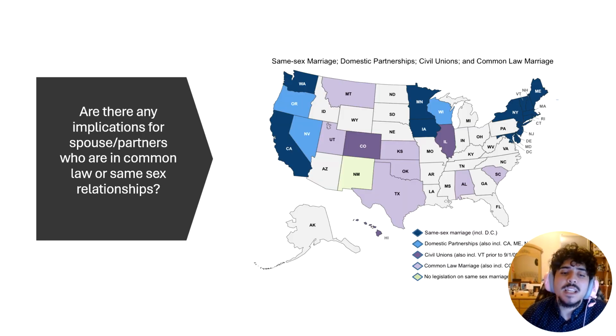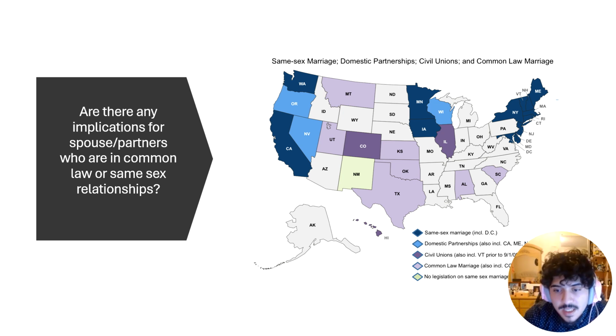Now, going on, are there any implications for spouses and partners who are in common law or same-sex relationships? Here, as we look at my current heat map, it shows a list of same-sex marriage, domestic partnerships, civil unions, common law marriage, and no legislation on same-sex marriages within the United States. As we can see within this map, the United States is kind of known as more of an equality state and is open to many types of same-sex laws and common laws. They are more known to be open in a lot of the regions and states.